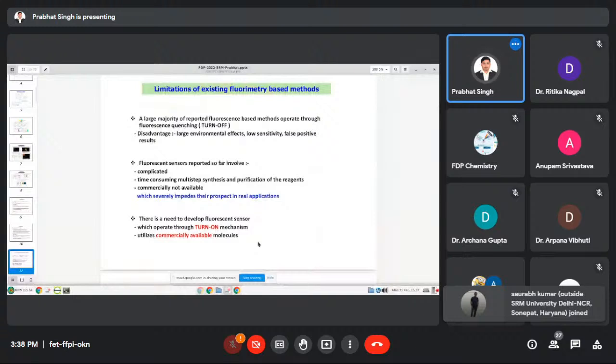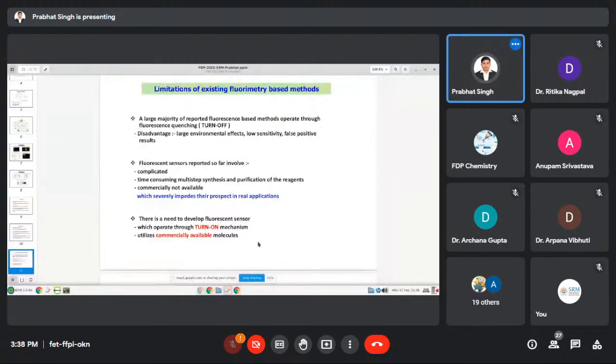So, I am not the first one to target this particular analyte using fluorimetry. There are many who have been doing this, and this field has been there for quite some time. In this slide, I'm just trying to say what the limitations of existing fluorimetry based methods are. First of all, a large majority of these reported methods operate through fluorescence quenching, turn off.